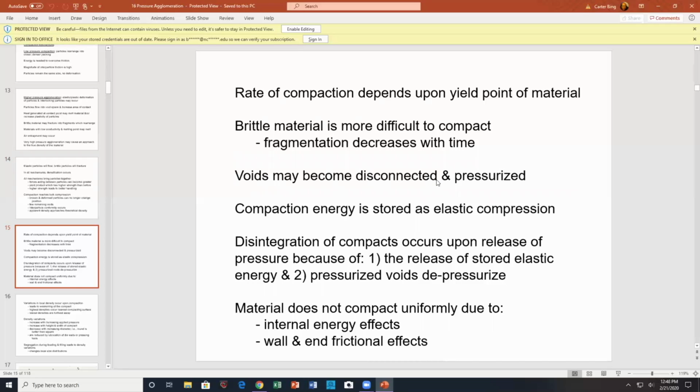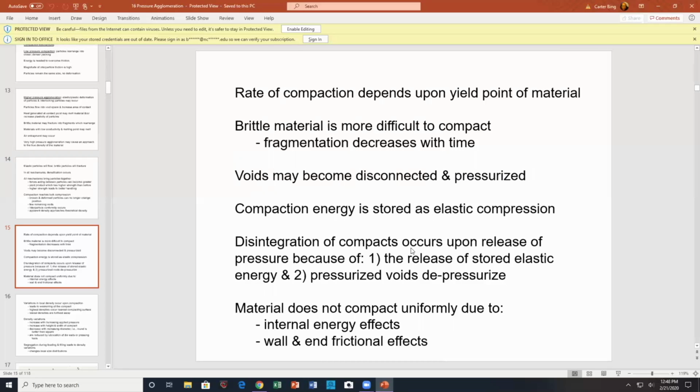Voids may be disconnected and pressurized. That's what you don't want right there. Pressurized. Compaction energy is stored as elastic compression. This is what's going to cause your spring back.